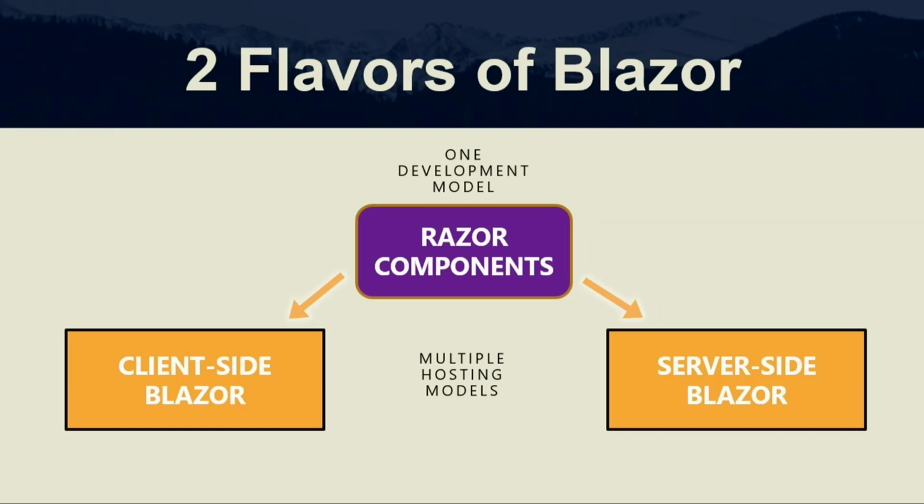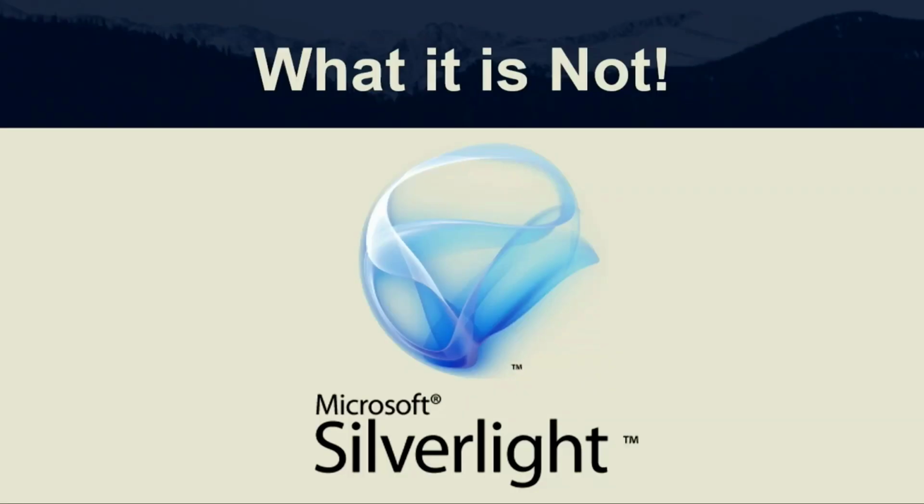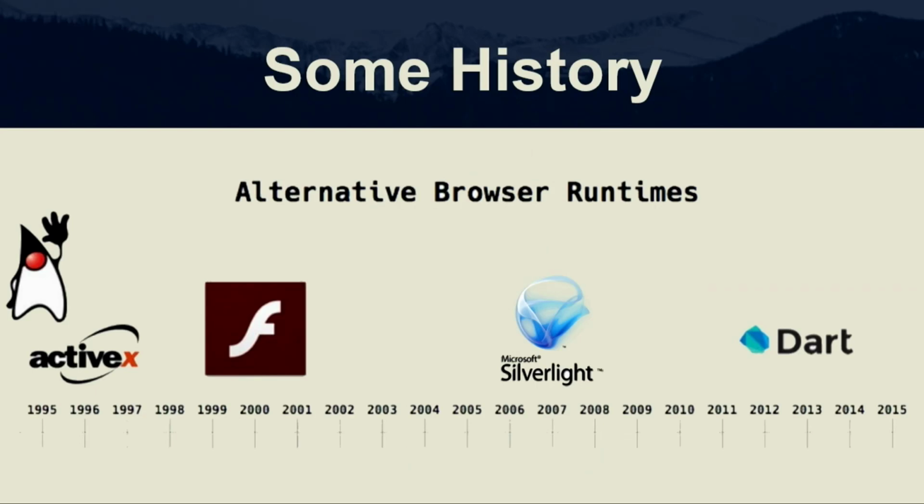So what is client-side Blazor? So first of all, what it is not is Silverlight. It's not like Silverlight Reborn, right? It's something that's entirely different. In fact, if we look at technologies that were designed to run in the browser, we can go all the way back to ActiveX. Some of us probably remember ActiveX. Then, of course, Flash, Flex, things like that. Microsoft Silverlight, which died a very quick death because of vendor hardware support and things like that. Dart is a project out of Google that allows you to write applications that run natively in the browser.